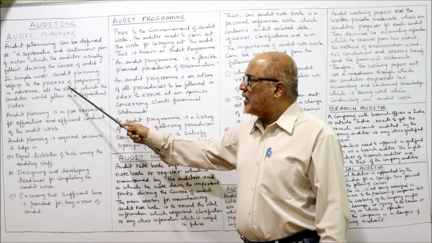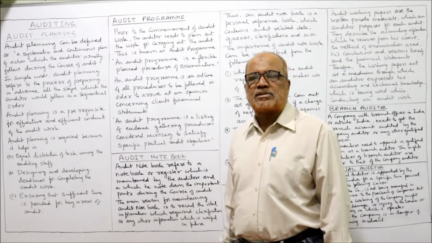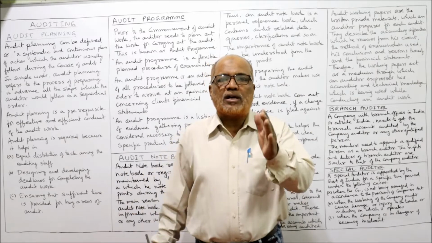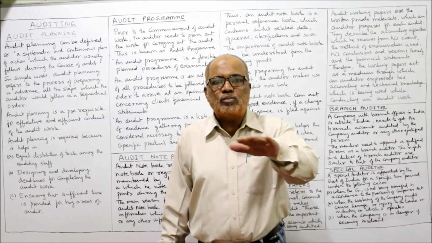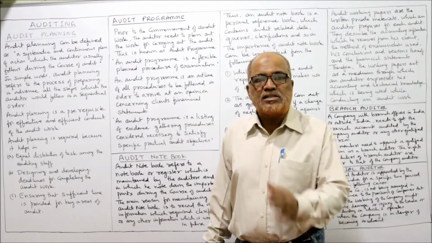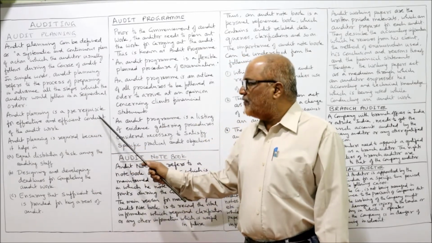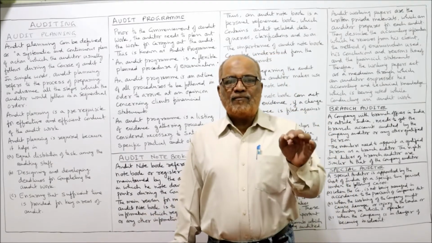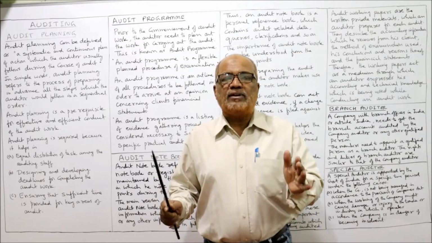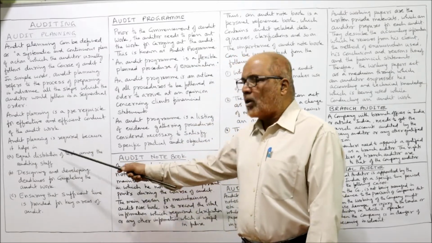In simple words, audit planning refers to the process of preparing in advance all the steps. Before the commencement of the audit, he has to note down the steps to be applied in order to smoothly conduct the audit. All the steps must be clear, in sequential order. Audit planning is a prerequisite for effective and efficient conduct of the audit work. So every auditor will make audit planning so that the audit work is effectively and efficiently conducted within the time frame.